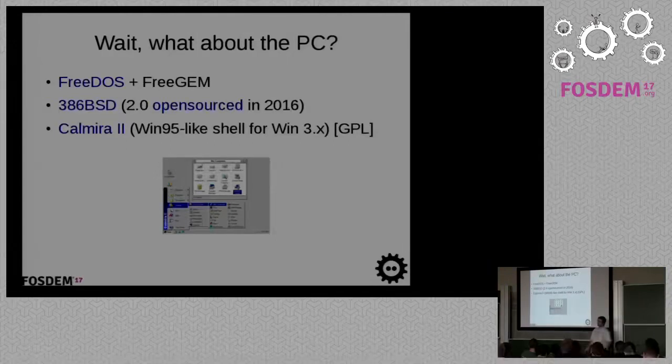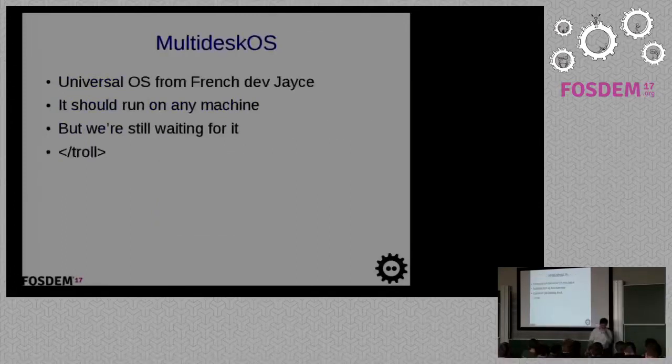And then there's Calmira 2, which is actually a shell for Windows 3. So yeah, it's weird. I think there's even Calmira Vista or something. People are crazy. And then there's Multidesk OS. It's a universal operating system that runs everywhere. And okay, that's just a troll, but I had to mention it.